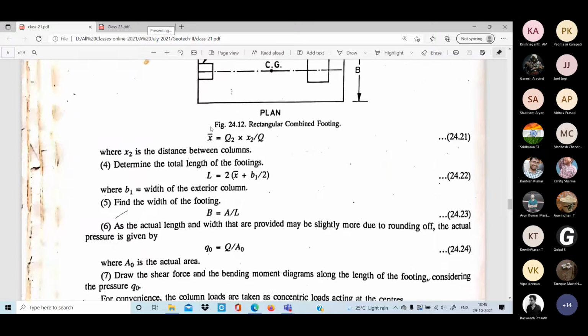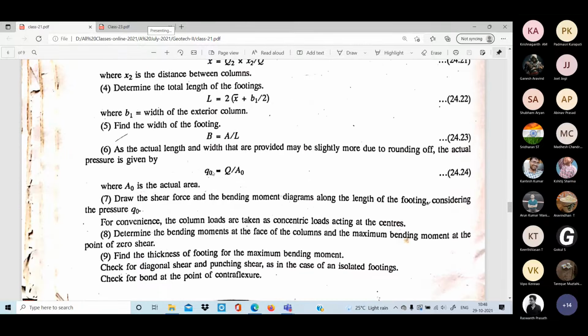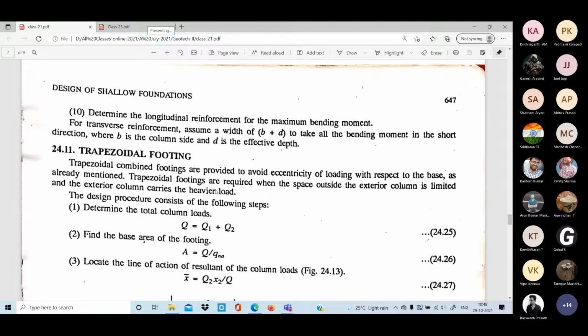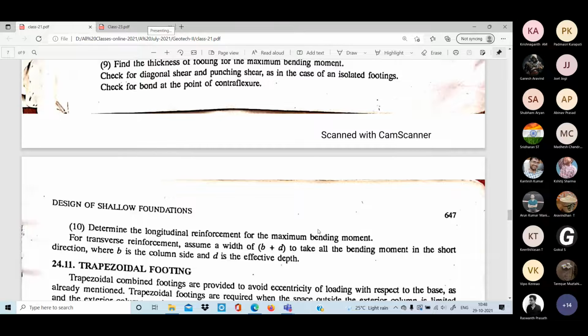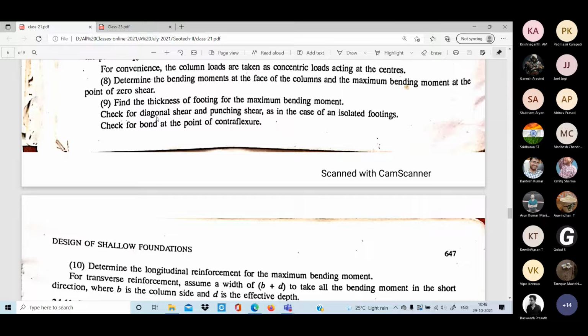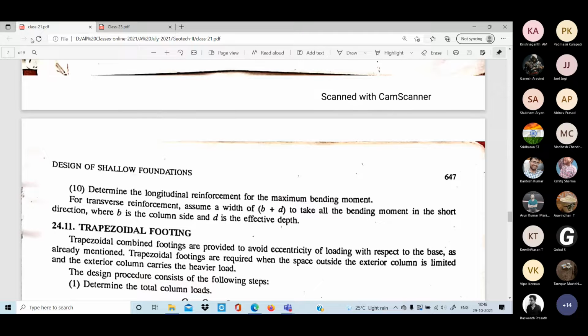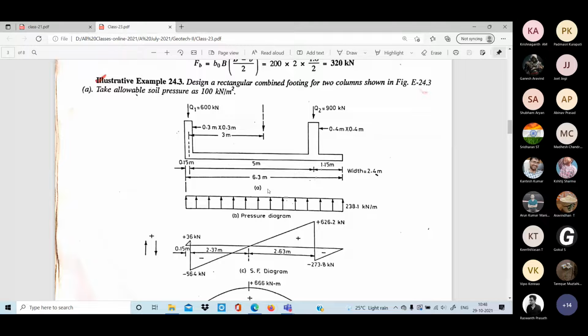You can do all these things. So one reading is enough. There is nothing more, okay, after calculating X bar, we have calculated L and the B here, then actual pressure and so on. And finally, what we do, we determine the longitudinal reinforcement, maximum moment, and how we have designed. So this will be designed like this, okay. So these are the q1, q2 given. So here what we are doing, X bar we are calculating, and finally the soil pressure is given.